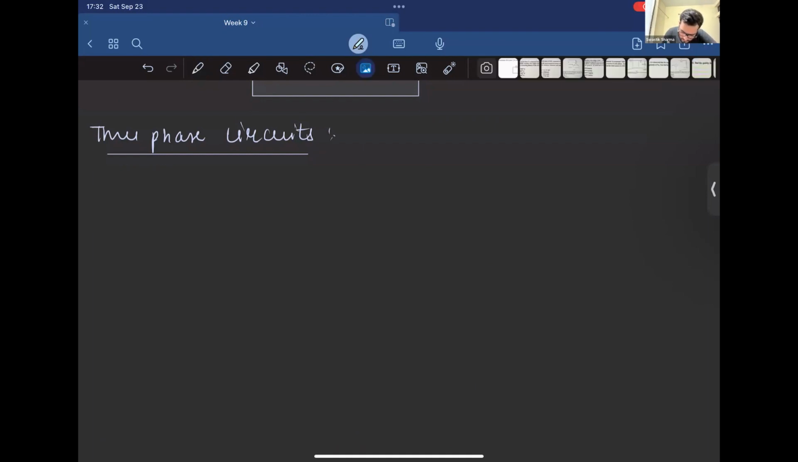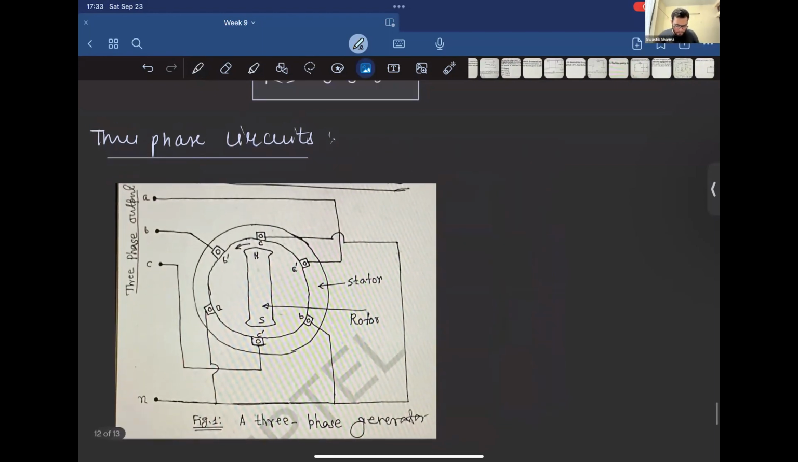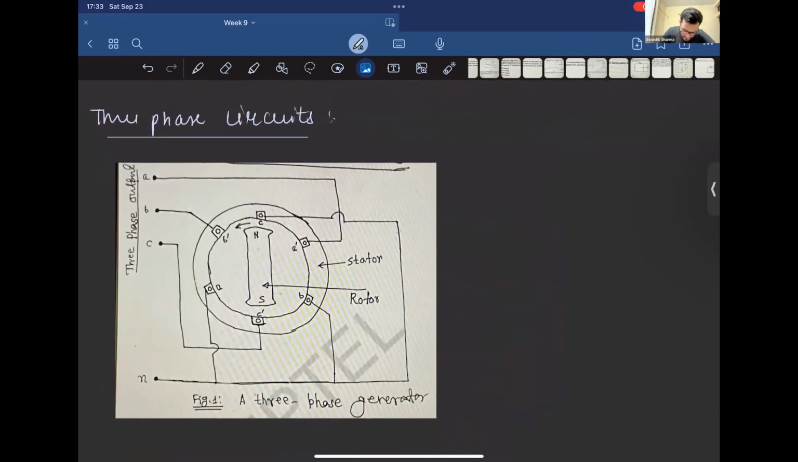I would like to discuss first how, through this diagram. So we have this diagram, and what happens is there is a stator and a rotor. In the stator, there are windings displaced by an angle of 120 degrees. So they are connected and displaced by an angle of 120 degrees, and we are taking an output from them.